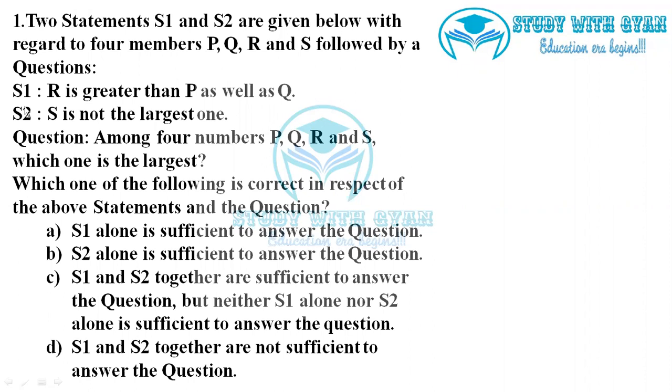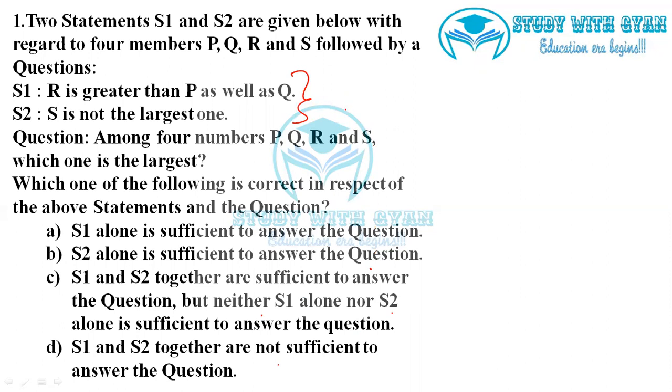The options are: S1 alone is sufficient to answer the question. S2 alone is sufficient to answer the question. S1 and S2 together are sufficient to answer the question, but neither S1 alone nor S2 alone is sufficient. Or they are not sufficient to answer the question. For these kinds of questions, first we go through the statement part, what statement 1 is saying, then what statement 2 is saying. And after that, we go through the option part.